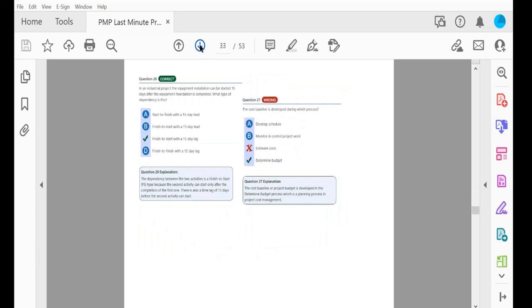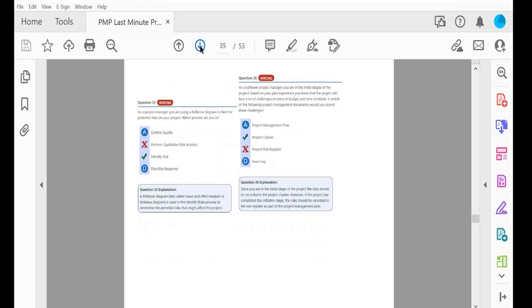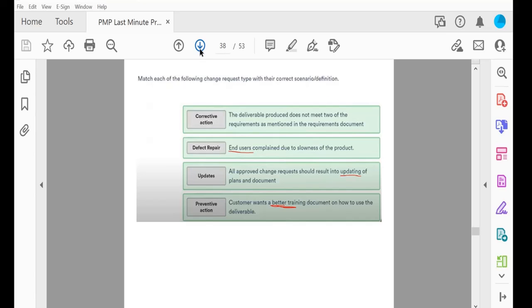So there are some questions. When I took the mock test, these are the questions. You can read it. I made lots of mistakes when I started the mock test. Right now we are not going there, but this one I got from a YouTube video. They are saying: match each of the following change requests with their correct scenario or definition. Last time we discussed the different change request scenarios.